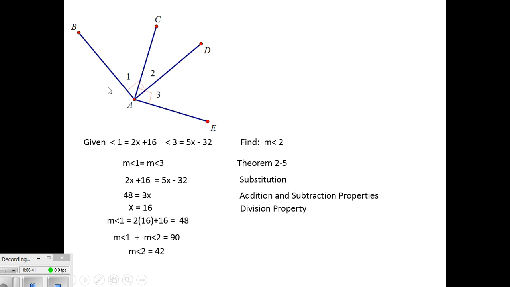And then concluded that 1 and 2 were complementary, all right, and subtracted the 48 from the 90 to reveal 42. So my reasons, that's the substitution back in there. This should be our definition of complementary angles, and then our subtraction property, okay? If I wanted to, I could have substituted the value of 16 back into angle 3 value, okay, and the result would have been the same, okay? I would have found angle 3, after which I could have found, okay, angle 2.